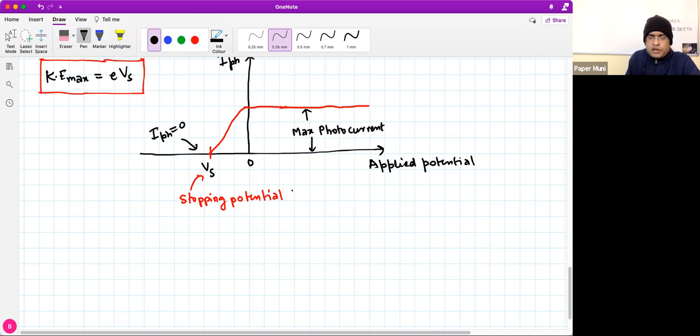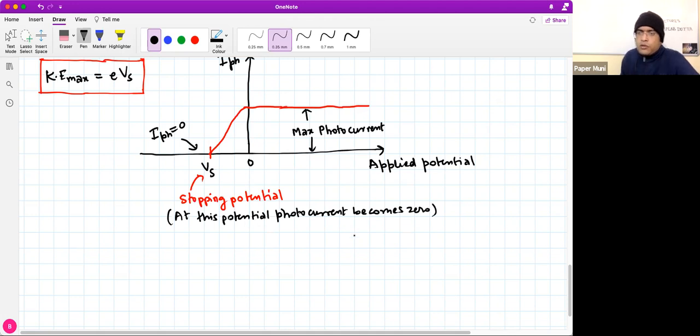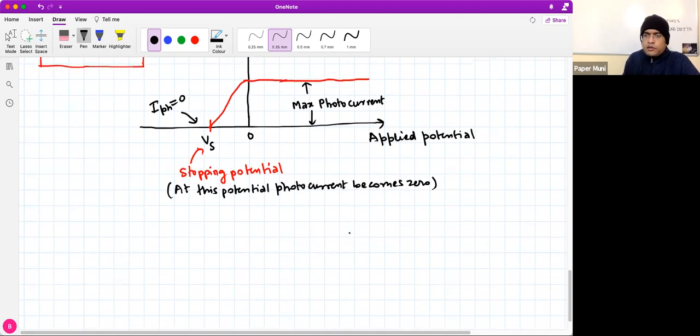At this potential, the current in the circuit, the photocurrent, becomes zero. At this potential, photocurrent becomes zero. This means no electrons reach the collector plate, and hence there is no photocurrent.